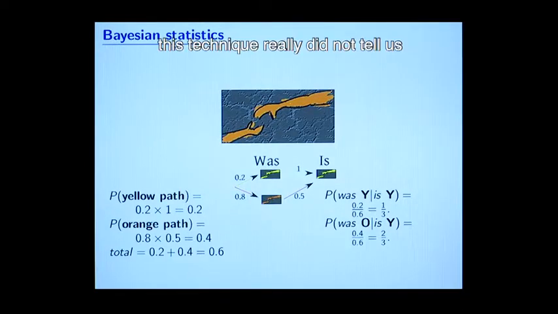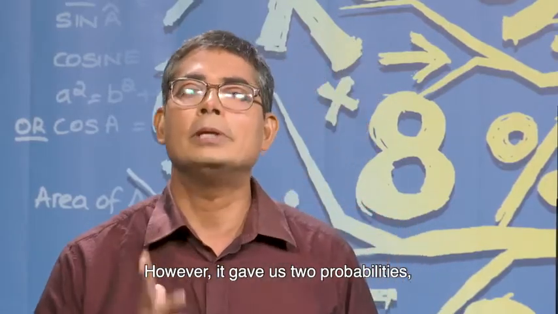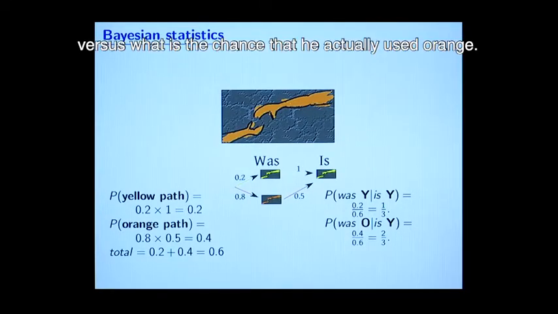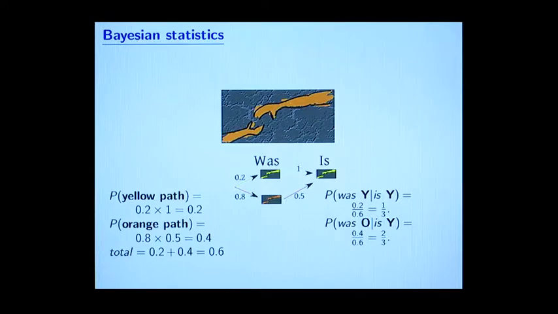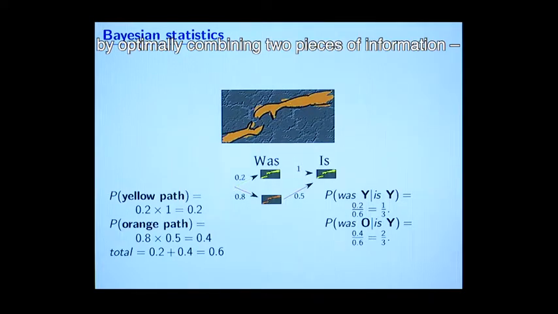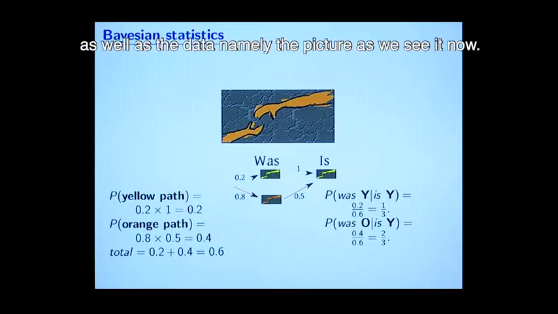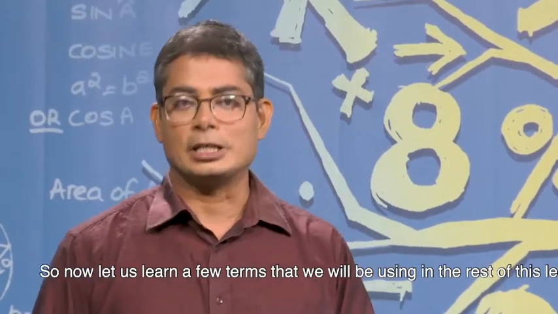Observe that this technique really did not tell us that the painter used yellow color or the painter used orange color. That is impossible to say. However, it gave us two probabilities. What is the chance that the painter actually used yellow versus what is the chance that he actually used orange? And this probability was arrived at by optimally combining two pieces of information. The prior information, that is 0.2 and 0.8, as well as the data, namely the picture as we see it now. So, now let us learn a few terms that we will be using in the rest of this lecture.